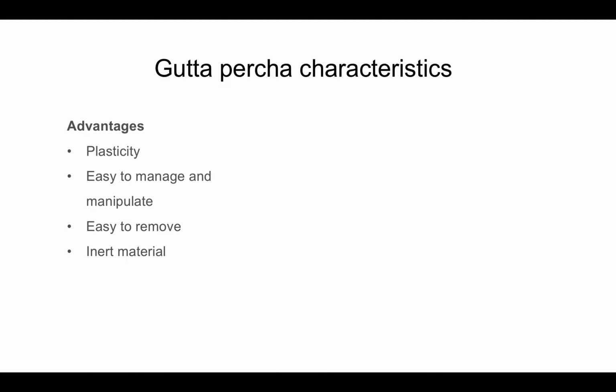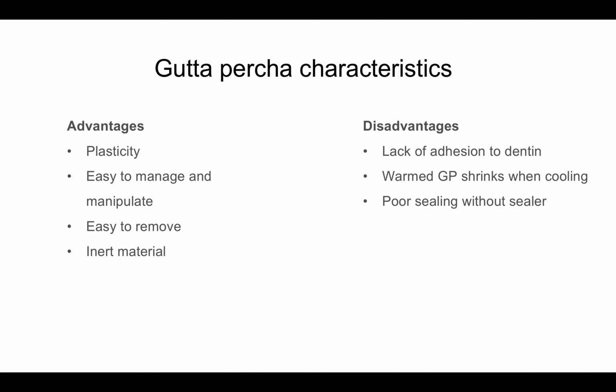However, a biocompatible material will most likely not cause any irritation, and it will promote the healing process of either bone or other types of physiological tissues. Amongst the disadvantages of gutta percha, we'll talk about the lack of adhesion to dentin. A warmed gutta percha shrinks when it's cooling. And finally, the poor sealing without a sealer. Therefore, gutta percha should never be used without a sealer.